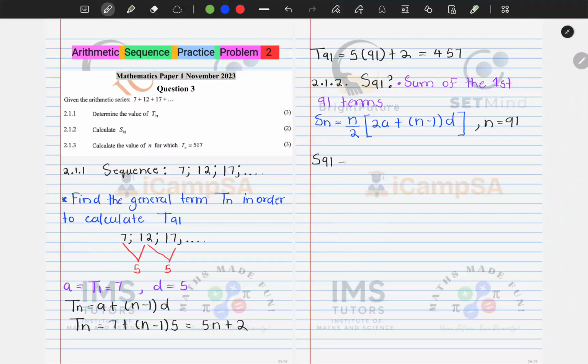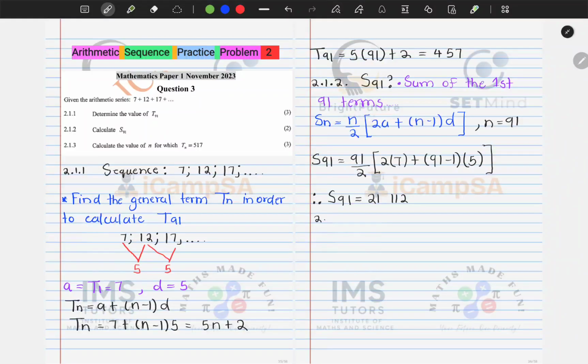Our sum of 91 terms will be 91 divided by 2 into 2 times our a, which is 7, plus 91 minus 1 times our d, which is 5. I'll go to our calculator and just quickly punch this and see what we obtain as the sum of 91 terms. The answer which we obtain is 21,112 as the sum of the first 91 terms.